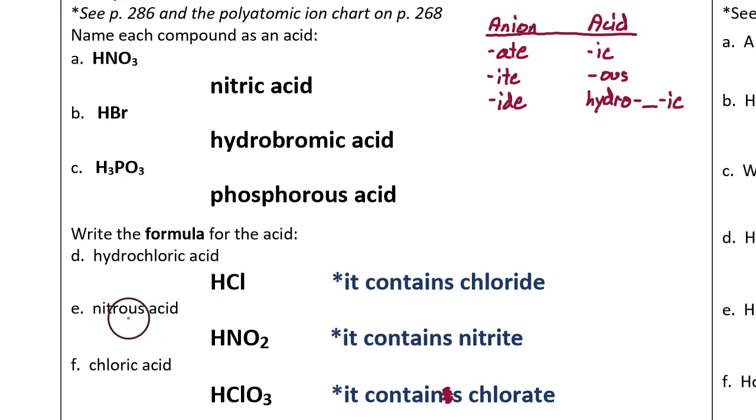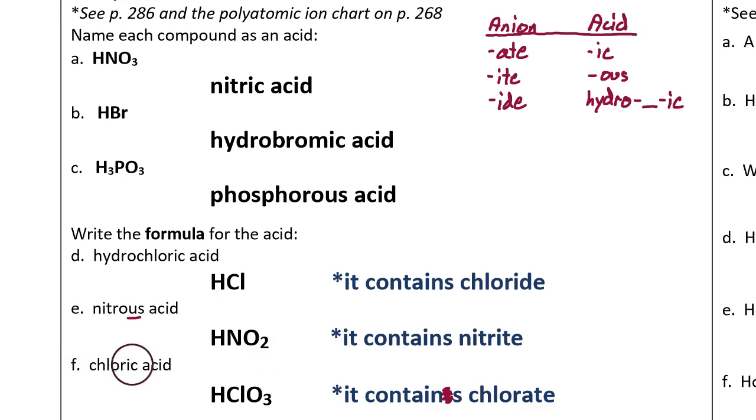This ends in OUS. So the second acid rule tells us the anion ends in ite. So that would be nitrite. We want to make the formula for hydrogen nitrite, and that's HNO2.